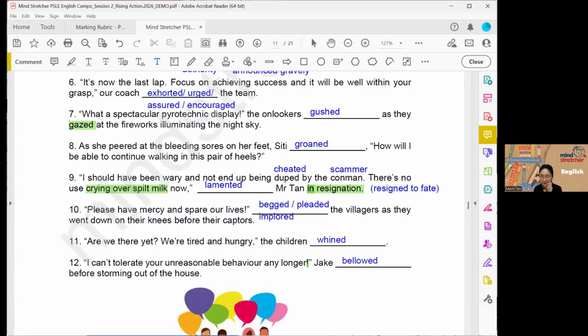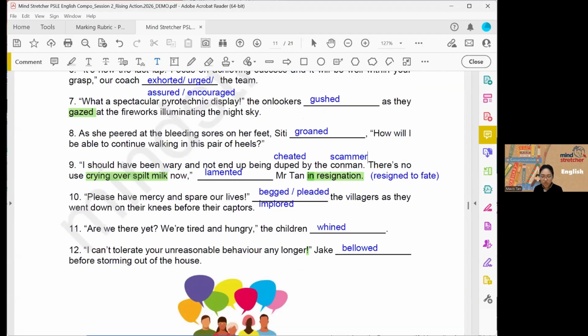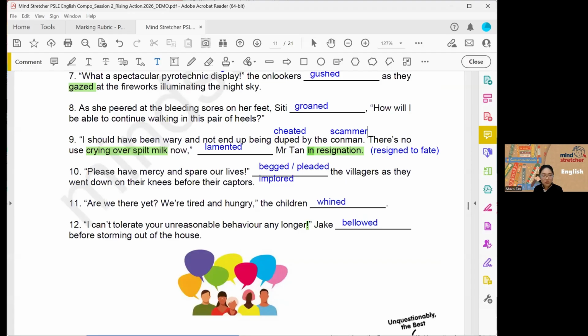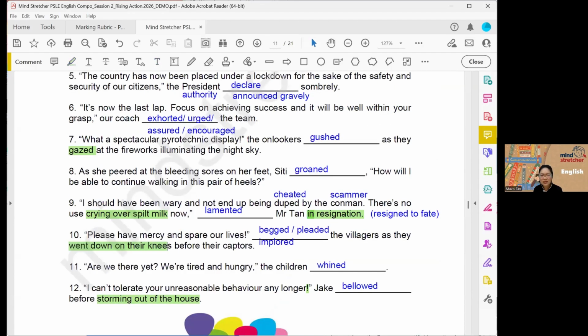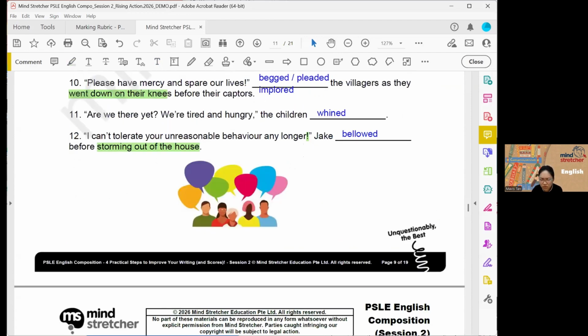Yell, bellow, shouted. Yes, yes. Any loud voice, but bellow is very often also a low sounding voice. So if a woman has a high pitched voice and she screams at you, you don't use bellow. Very often you just use screamed, higher pitched. So all these phrases related to behavior, storming out of the house, went down on their knees, these are showing for sure. If you just say he begged them, are they standing up straight? Sitting down? No, they are on their knees. They are desperate.